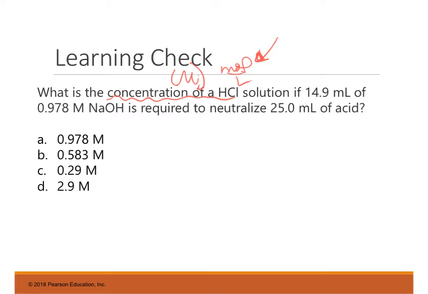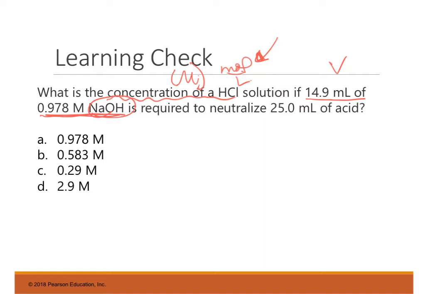All right, so I'll just work this out right here. Again, you are going to look for the substance that has the most quantitative information given about it. And that is right here, sodium hydroxide, 14.9 milliliters. They give you the volume, and 0.978 molarity. Okay, so we're all set. We are going to begin with NaOH because that's the most information.